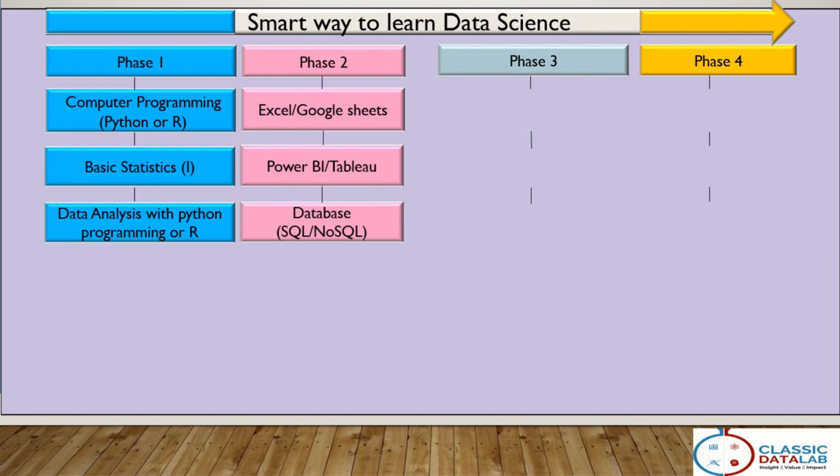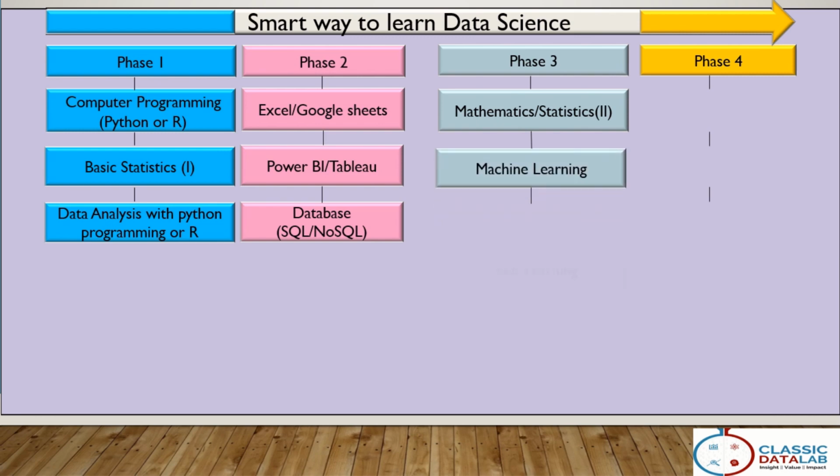So now we move to phase 3. What should you cover under phase 3? Under phase 3, you will need to cover mathematics and statistics again. So this is like statistics part 2. This is going to be a little above what you learned under basic statistics. You also need to cover machine learning and deep learning. Let's take the mathematics and statistics. What should you cover under mathematics and statistics?